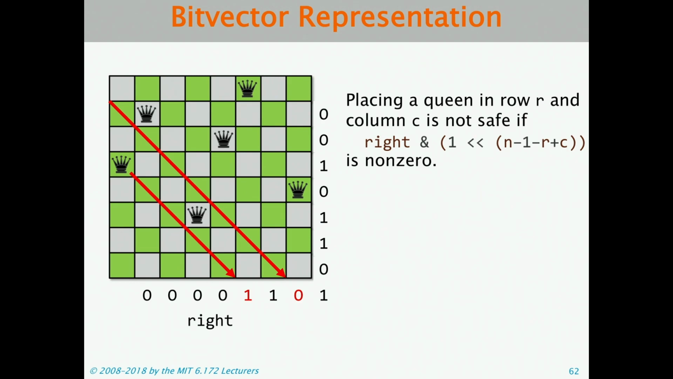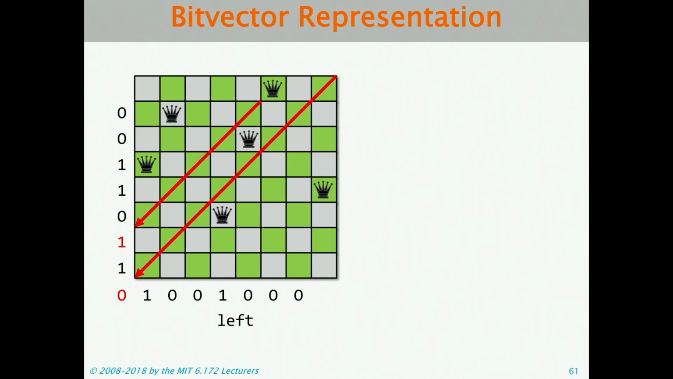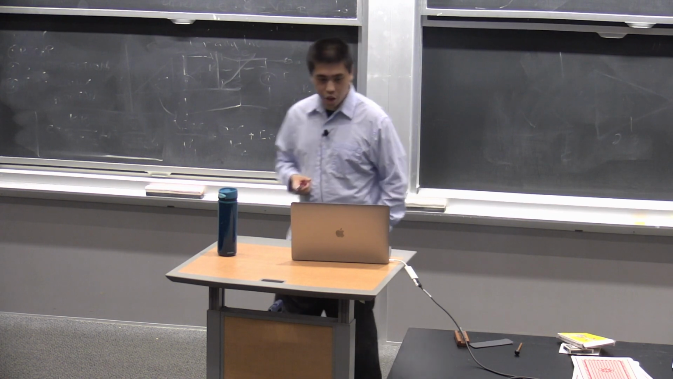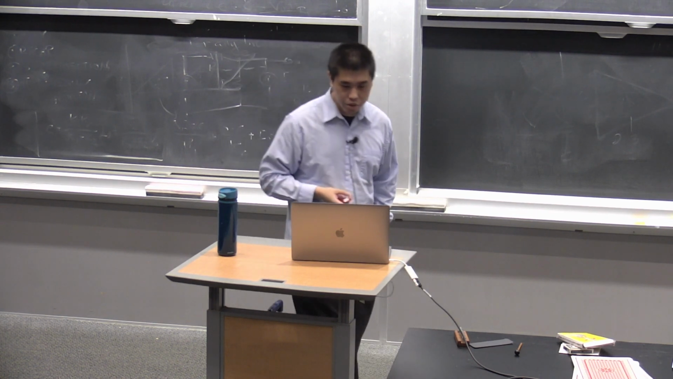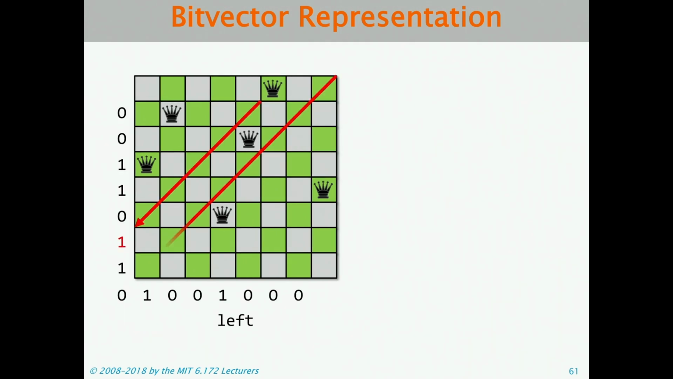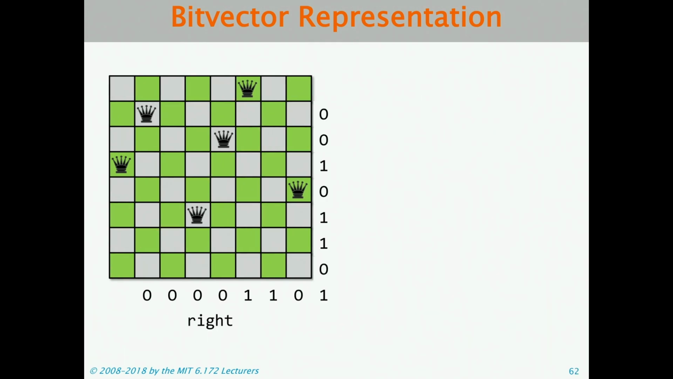Could you just repeat what the down vector was for figuring out the state? Yeah, so the down vector stores a 1 in the columns that have a queen in it and zeros otherwise. And what you do is, if you want to place a queen in column C, you first create the mask 1 left shifted by C, and then you AND it with the down vector. And that's going to be non-zero if there's a queen in that column. All right, any other questions?